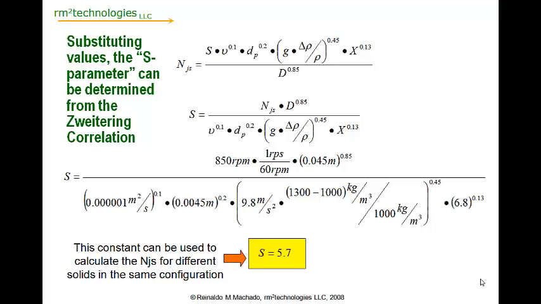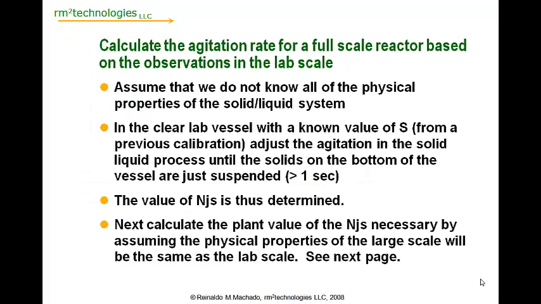There are tables available in scale-up equipment for the S values for large-scale equipment that should be available from your equipment suppliers. Next, we'd like to calculate the agitation rate for a full-scale reactor based on some observations in the lab scale. We're going to assume that in this particular lab experiment, we really don't know the physical properties of our system. We don't know the viscosity or the particle size. However, we want to reproduce this particular experiment at the large scale.